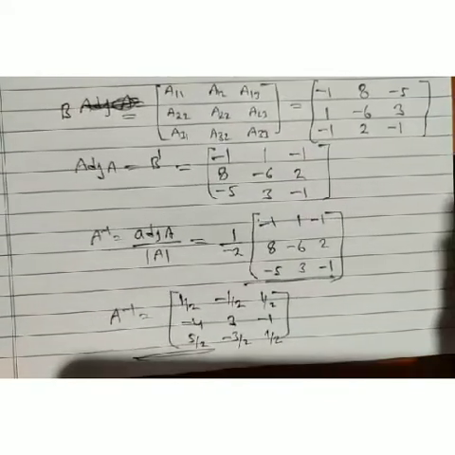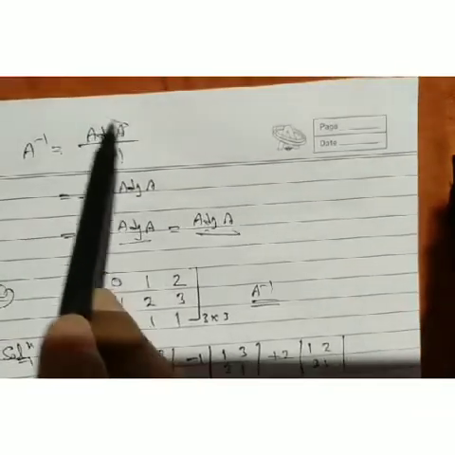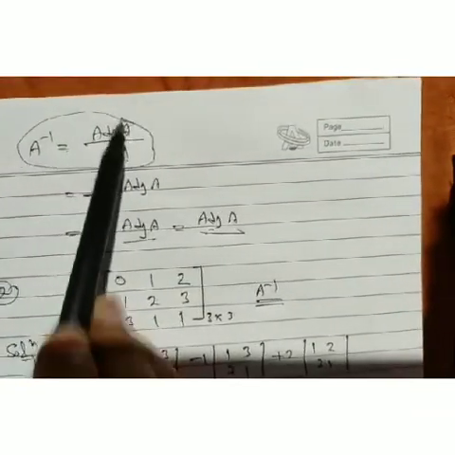Today we found A inverse by using the formula. A inverse is the adjoint of A divided by the determinant of A.